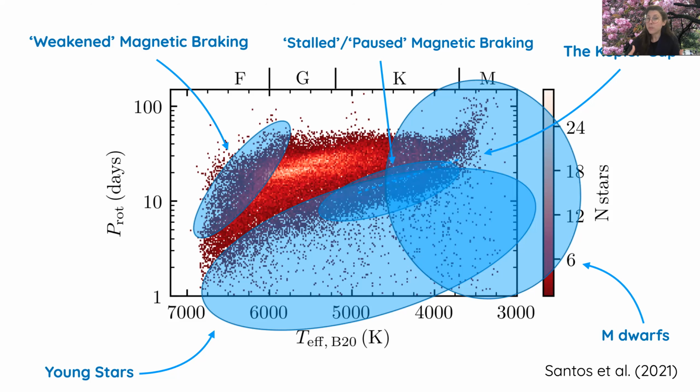So we do have quite a ways to go. There's a lot of this diagram that is blue. We have a bit of a way to go before we have gyrochronology models that are applicable across the board, across the rotation period temperature diagram. But TESS could provide new data that allows us to calibrate the gyrochronology models in all of these areas.